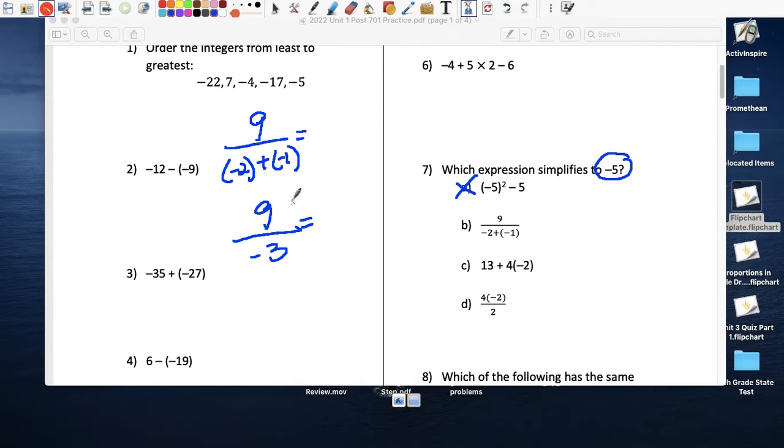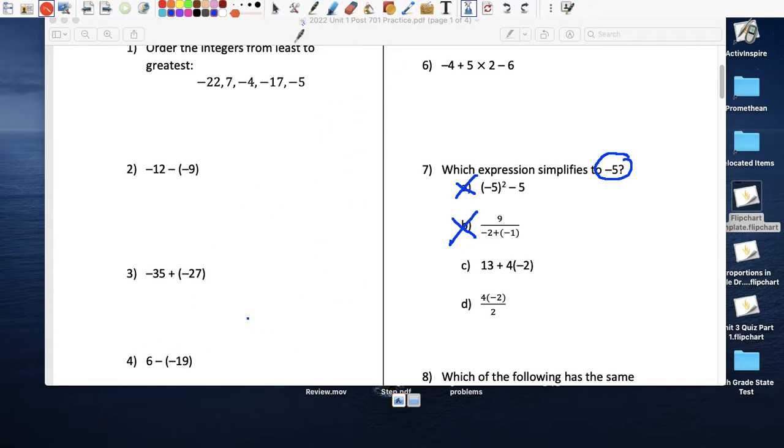Now we can divide. What is 9? So remember, this is the same thing as this. Right? So positive divided by a negative gives me a negative. And 9 divided by 3 is 3. So, is that negative 5? No, so I still don't want that one.